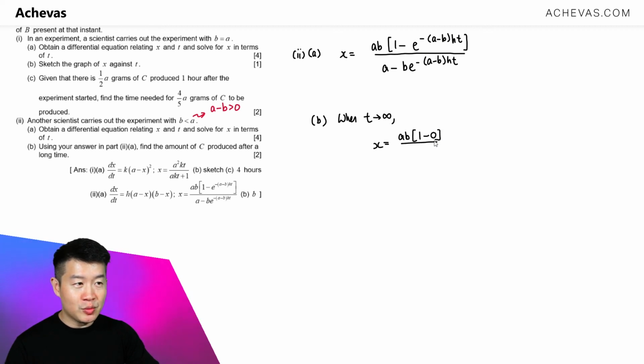So we have this in the numerator. And as for the denominator, it will be a minus. This will also become 0. So we have this, which means that we are going to be left with ab divided by a. So when t tends to infinity, x will tend to b.